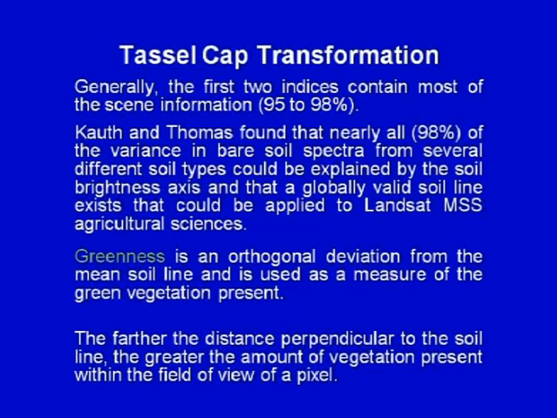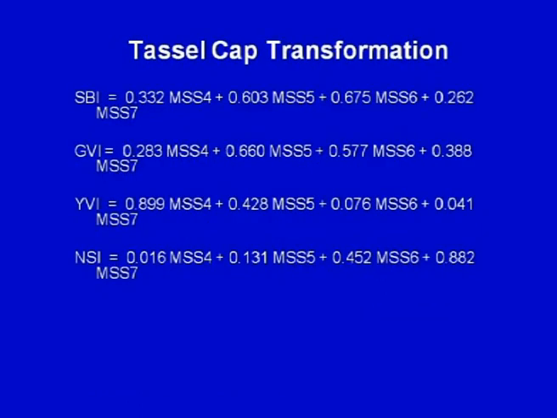Greenness is an orthogonal deviation from the mean soil line and is used as a measure of green vegetation presence. Further, the greater the distance perpendicular to the soil line, the greater the amount of vegetation present within the field of view of a pixel. So, based on this, the four axes were defined and correlated to the four MSS bands data as being given by these equations.